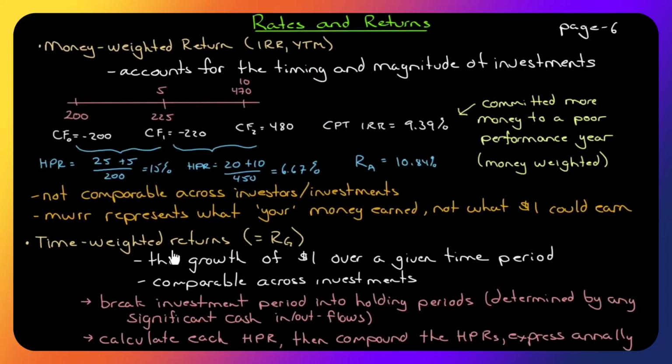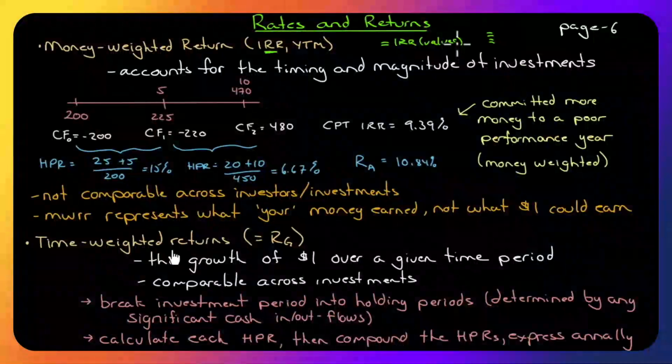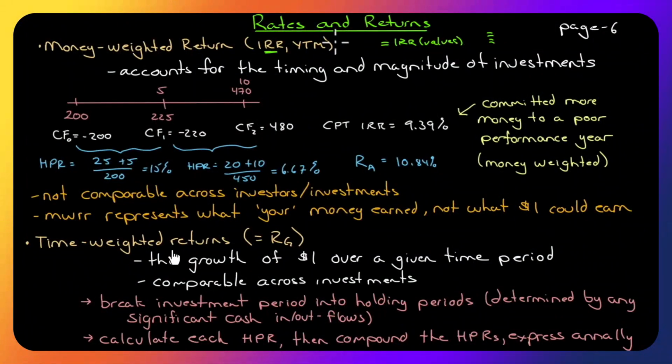Okay, beginning with our money-weighted return. It is also an internal rate of return, which means you can use Excel's IRR function. I note this a little later on, that if you have all your values in an array, you can use Excel's IRR function for that. In fixed income, it is referred to as a yield to maturity. It accounts for the timing and magnitude of investment.